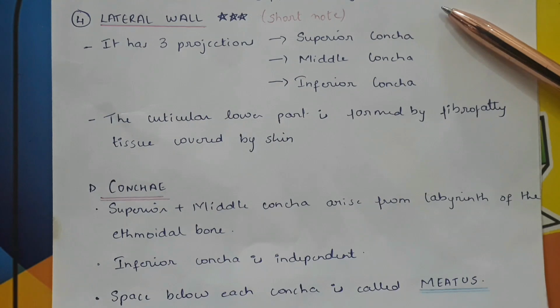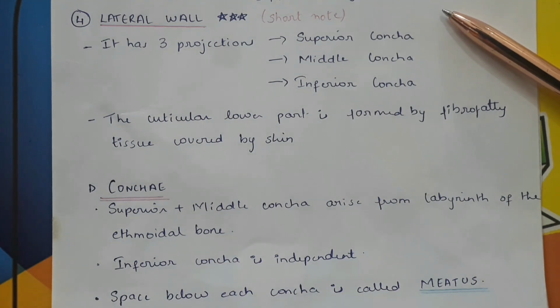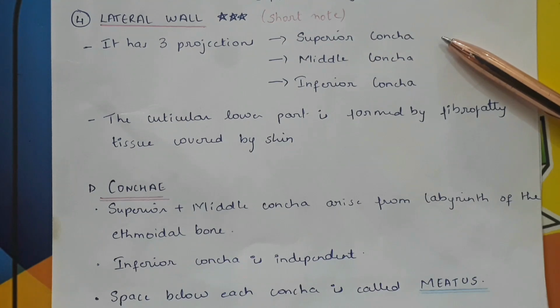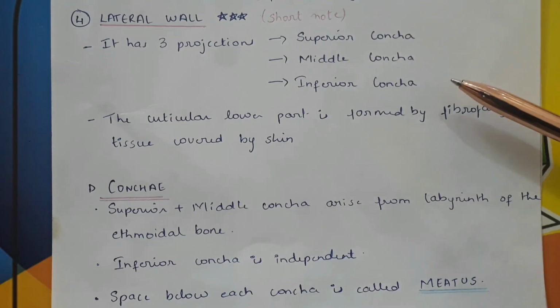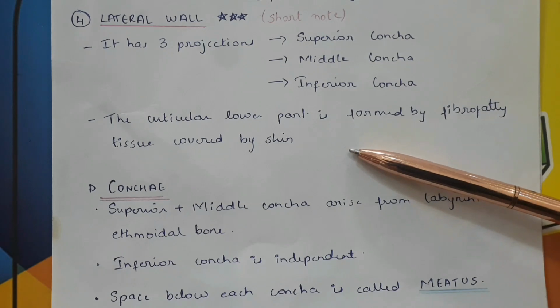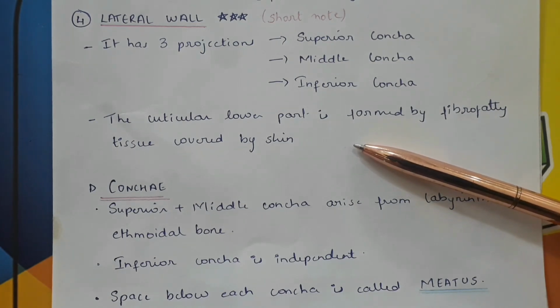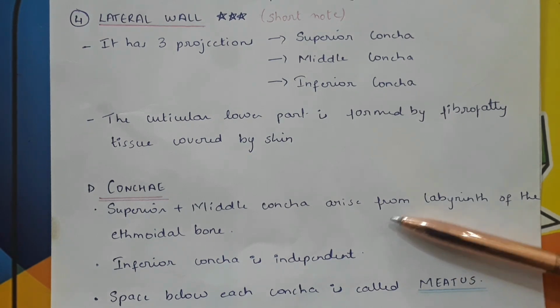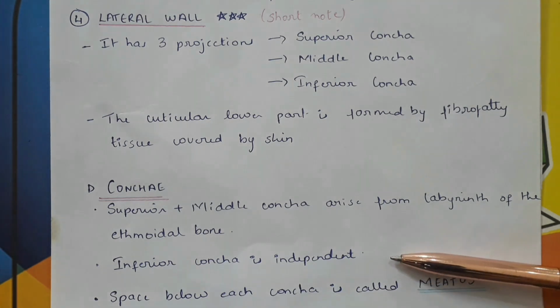The lateral wall of the nose is a frequently asked short note. The lateral wall has three projections: the superior concha, the middle concha, and the inferior concha. The cuticular lower part is formed by the fibrofatty tissue covered by skin. The superior and the middle concha arise from the labyrinth of the ethmoidal bone. The inferior concha is independent.